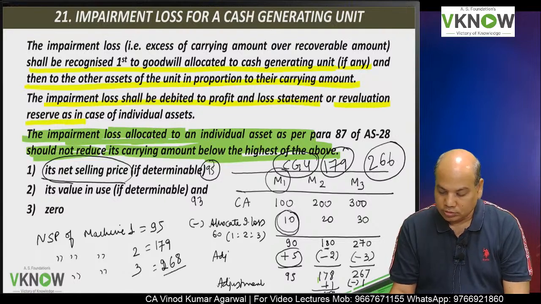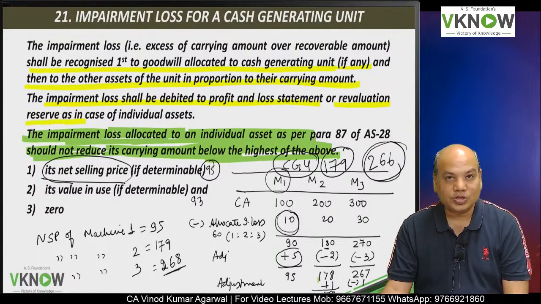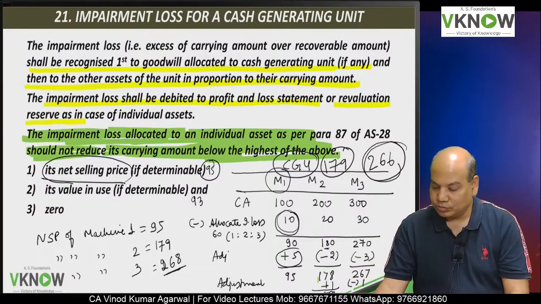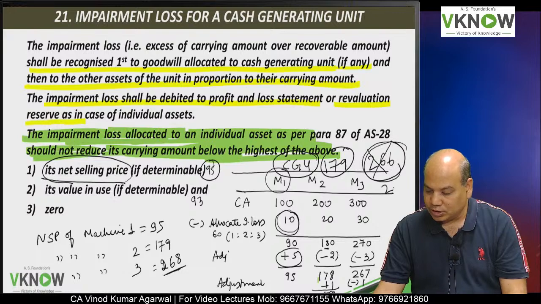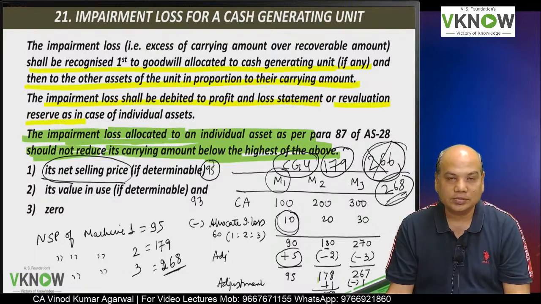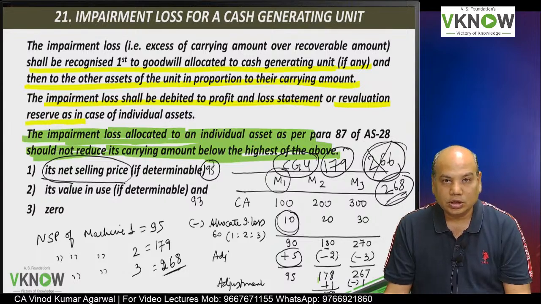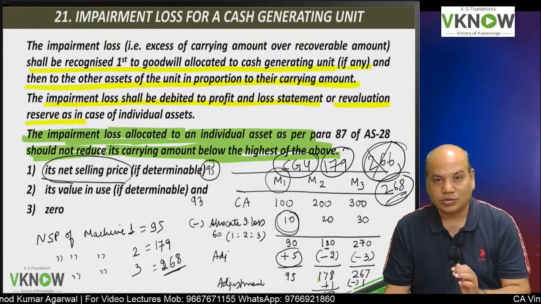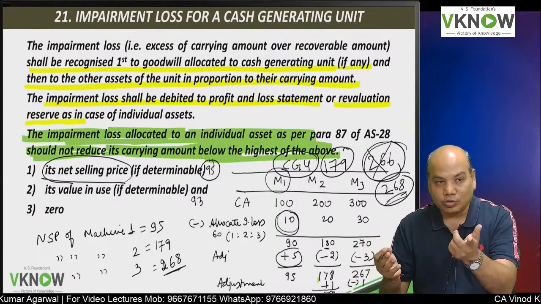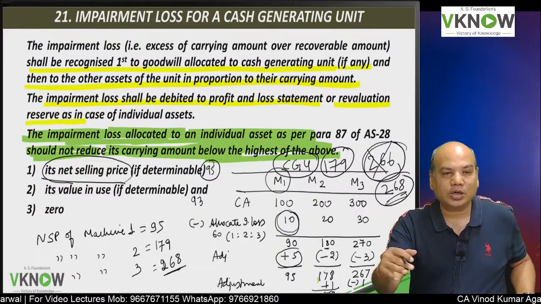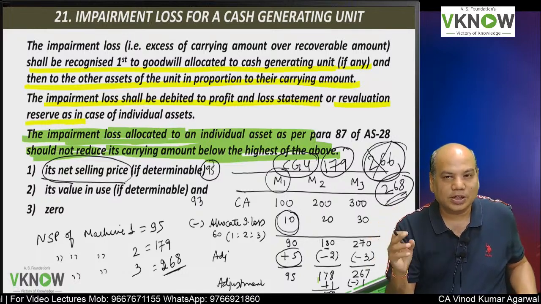Oh my god, but I can't reduce it to 266, so I will add back 2. So instead of 268 I will take 266, it will become 268. It cannot fall below its net selling price or value in use or 0. So remaining 2, now your question is, what about that remaining 2? To whom we will allocate? We don't have to allocate. It will lapse.